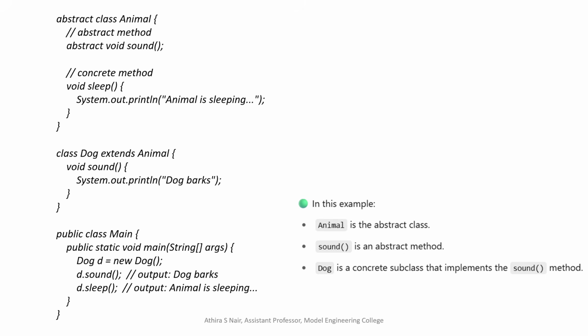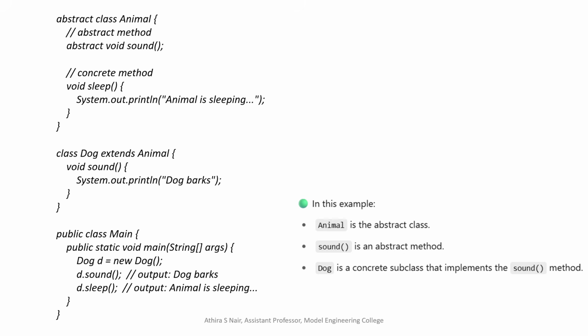And now here we can implement the method sound. So void sound, here we can customize this. So System.out.println "Dog barks." Now if we want to create another child class like Cat, then we can write class Cat extends Animal, and in the void sound function we can write System.out.println "Cat meows."